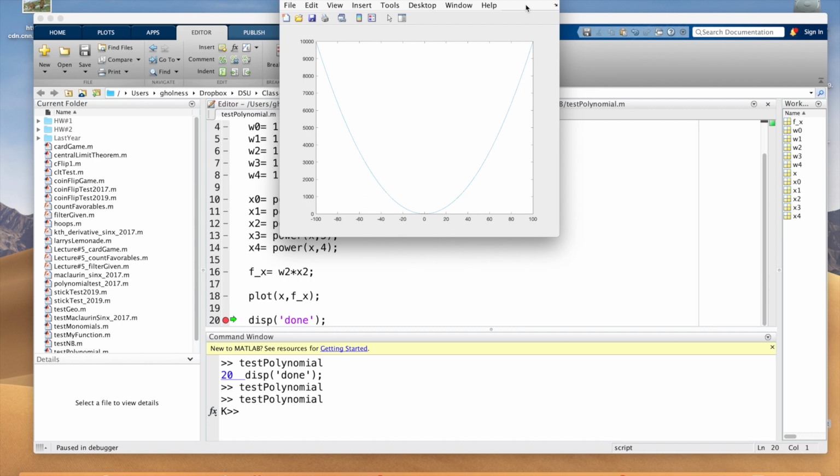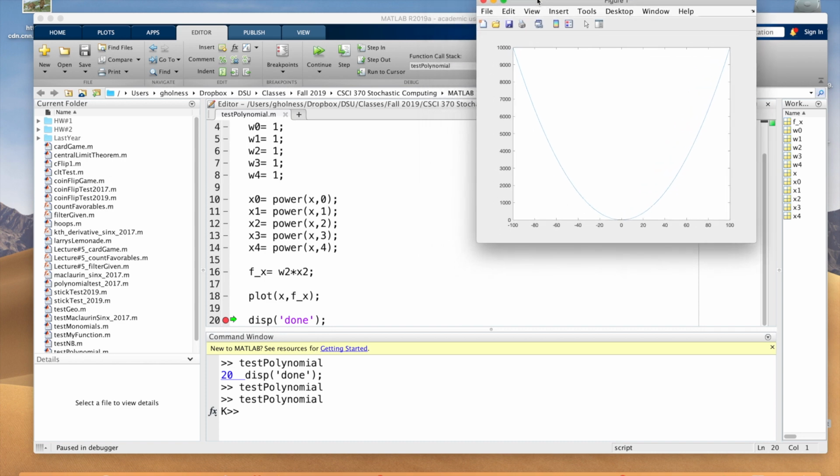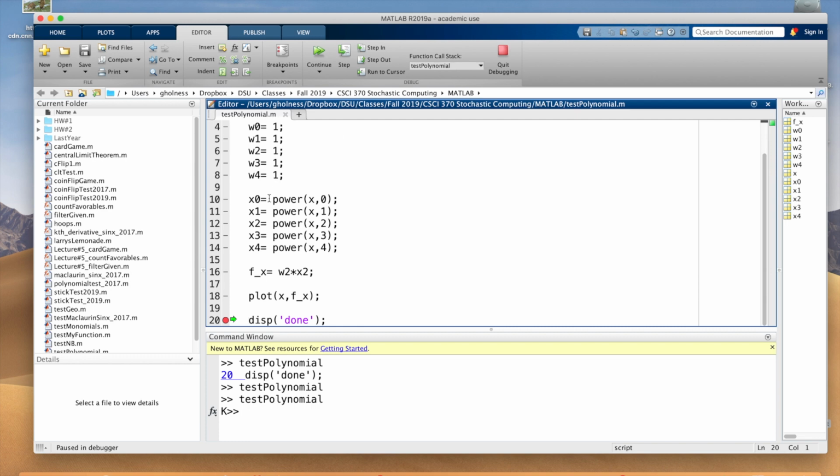That changed, and then x naught, w naught, that didn't change at all. So as you can see, as you increase the order of the monomial, if you increase the power on that monomial, it wiggles even more and more and more. So let's see how that plays out with the third order and the fourth order.